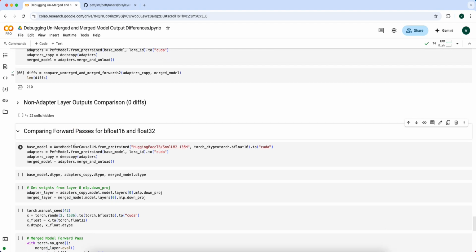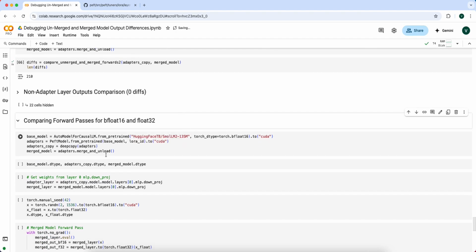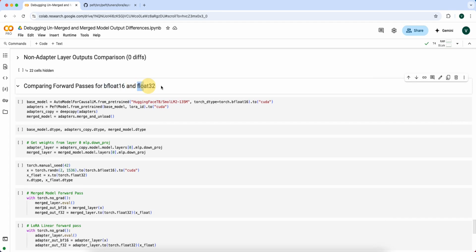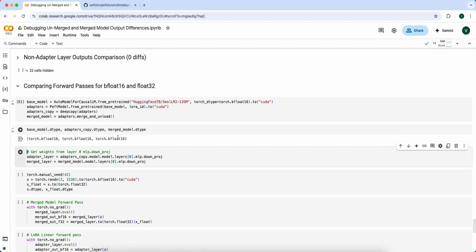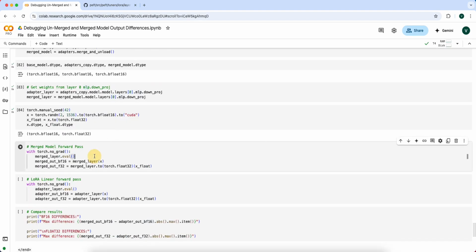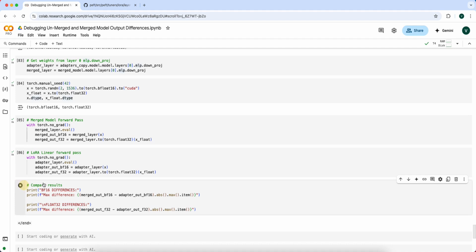And then as a final check, similar to what I showed at the very start, I'm going to look at what the differences are between the outputs given different data types. So we're going to use bfloat16, and then we're going to use the more precise float32. So when we first load this, everything should be bfloat16. I'm going to grab my layer, get my inputs ready. For BF16, I'm going to pass bfloat16 inputs. And then for F32, I'm going to pass F32 inputs. And then I'm going to compare the results.